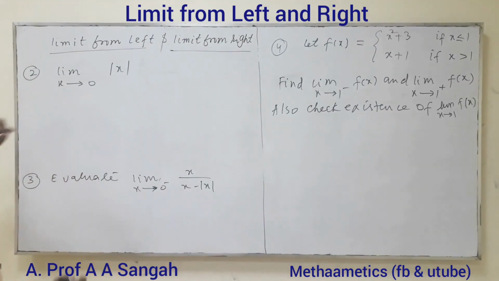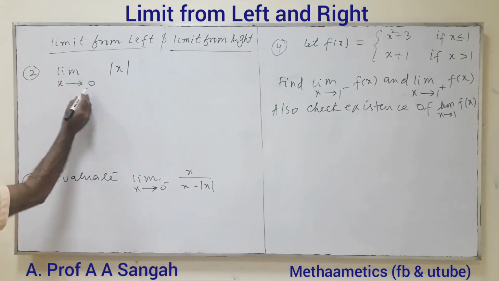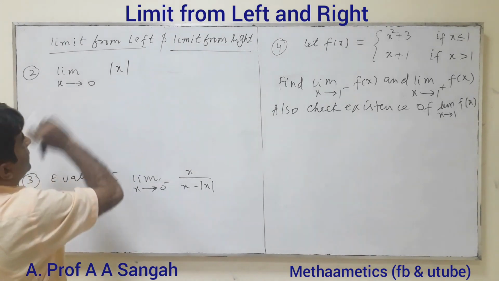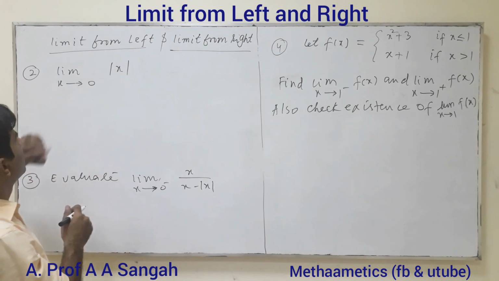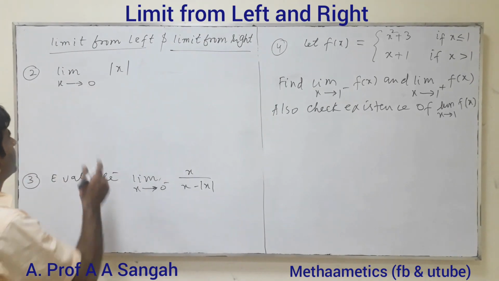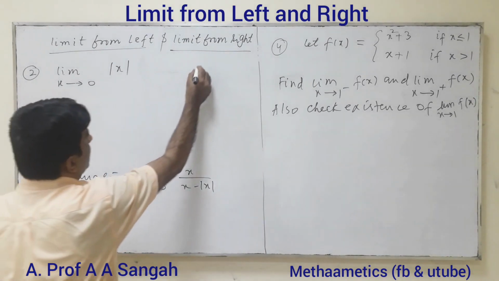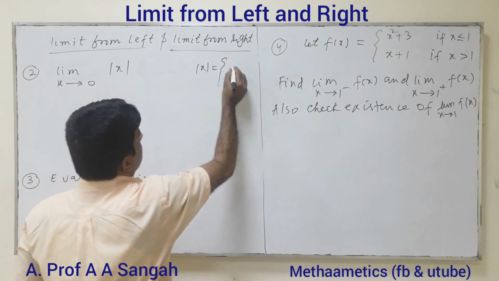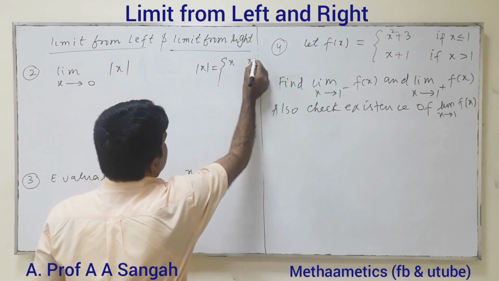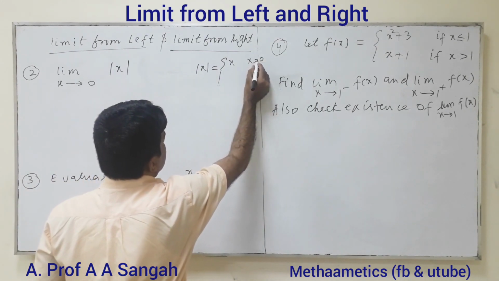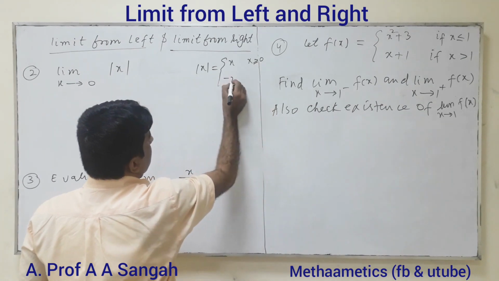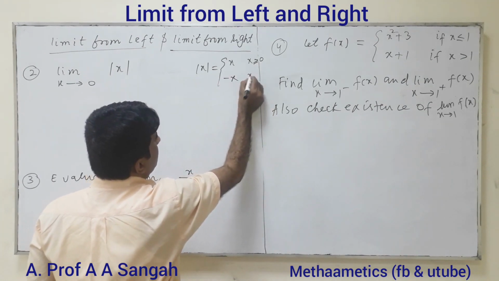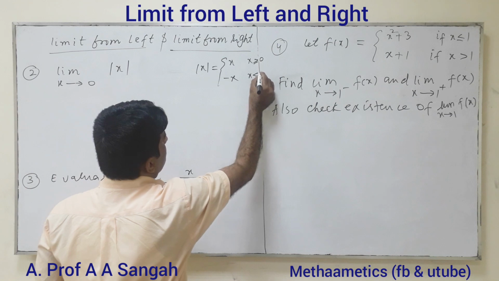Let's solve some more examples. Limit as x tends to 0 of this function. This is the absolute value function. Let's find its limit. We know well that the absolute value function equals x when it is from the right hand side, and minus x when it is from the left hand side, less than 0.